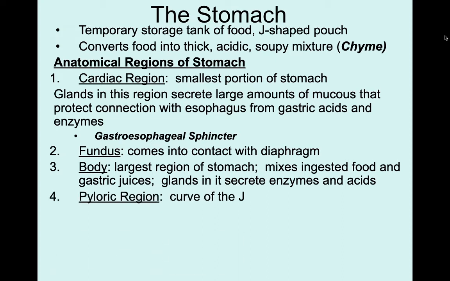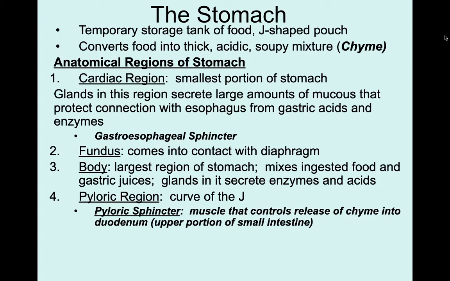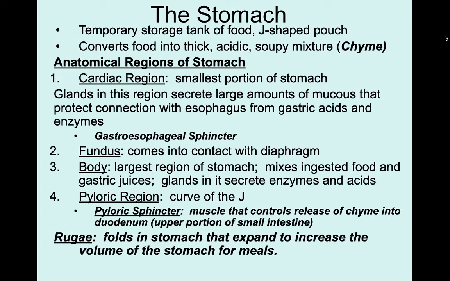And then the pyloric region is the curve of the J, so it's going to be the lowermost, the inferiormost portion of the stomach, and it ends in another sphincter muscle called the pyloric sphincter. This is a sphincter muscle that controls the release of the chyme into the small intestine, specifically into the duodenum, which is the upper portion of the small intestine.